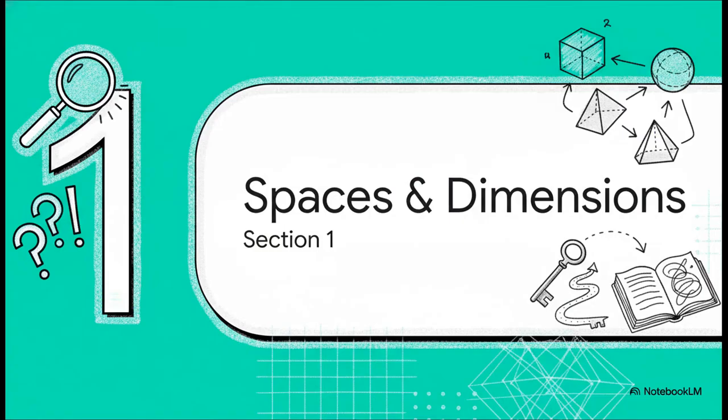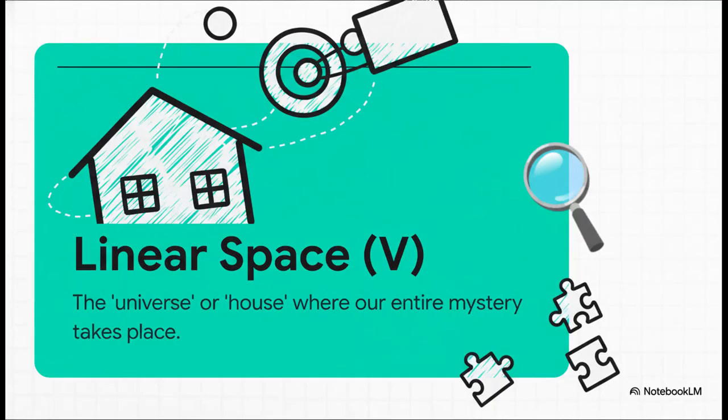Okay, so before we start piecing together clues, every good detective needs to know the basics, right? We've got to meet our cast of characters and get familiar with the lingo of this particular mystery. Let's lay the groundwork by talking about spaces and dimensions. So first, we have what's called a linear space. We're just going to call it V. The easiest way to think about V is that it's the entire house. It's the whole universe where our mystery is taking place. Everything, and I mean everything we're about to talk about, happens right inside this house.